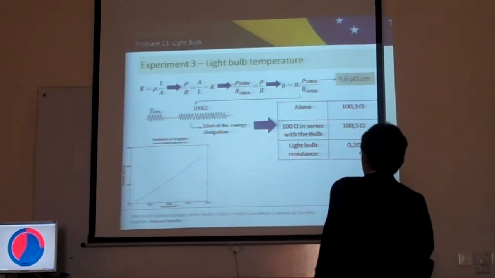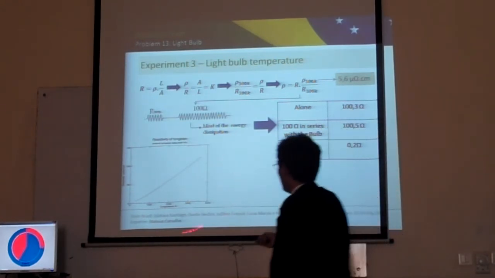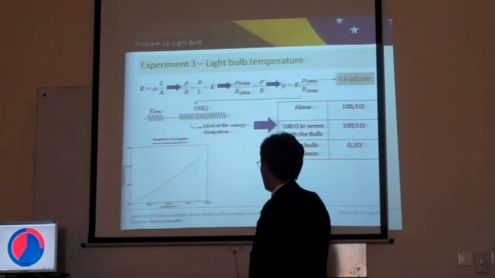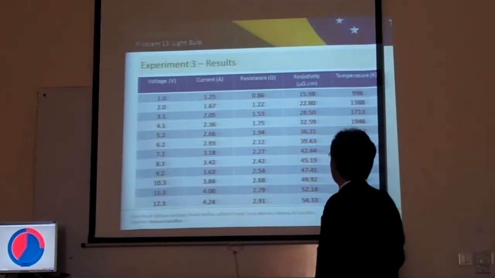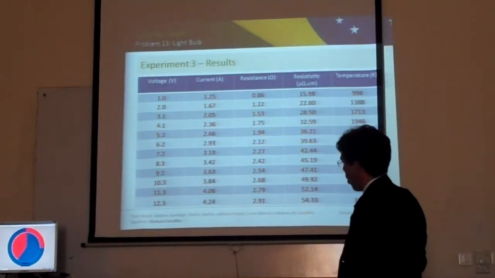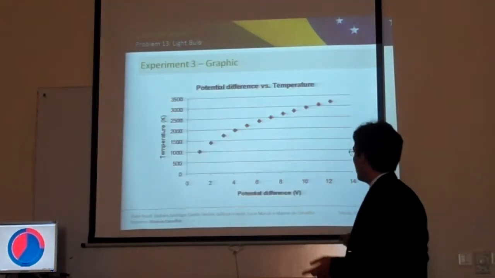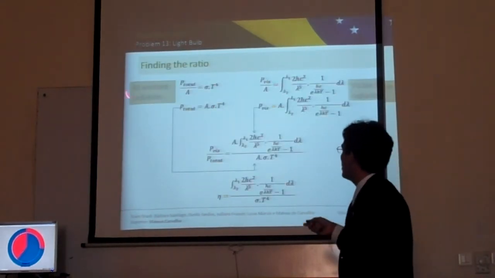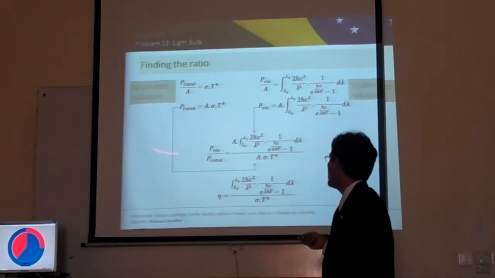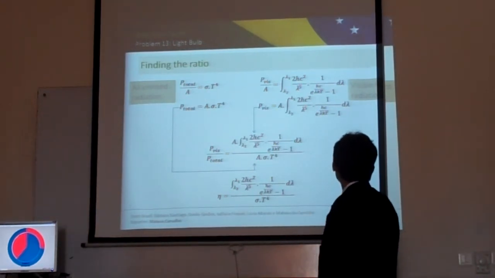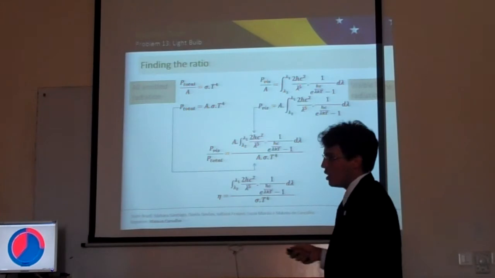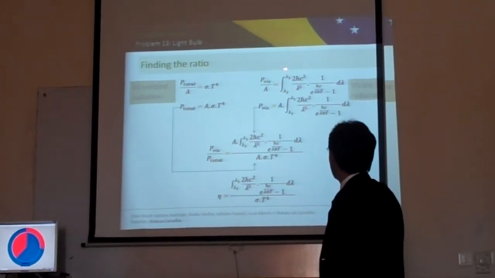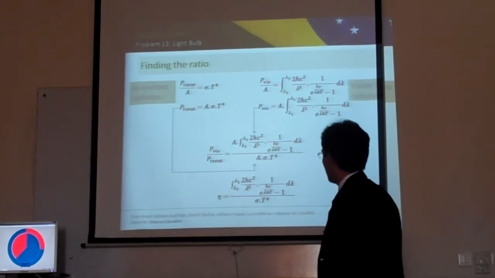0.2 ohms. You can find the temperature by this graphic of the resistance of tungsten by the temperature. So here you have the temperature of the bulb, and with the temperature you can find here a graphic. We can find the ratio, because here is the thermal energy of emitted radiation, and here is the visible radiation, defined by Planck's law for the visible wavelength.